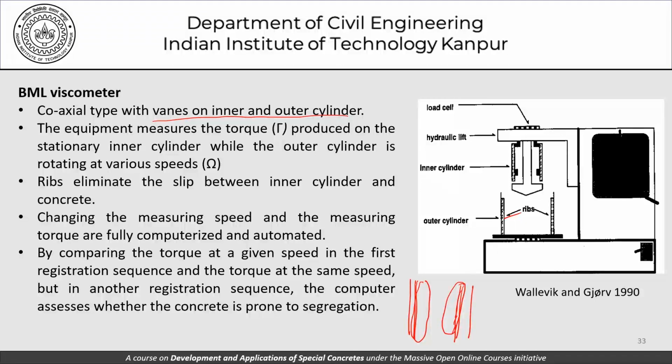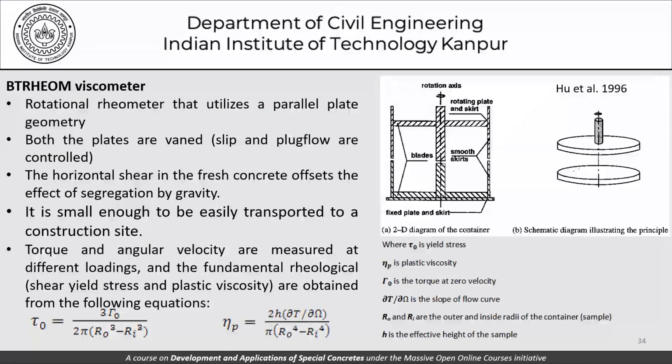As far as this rheometer is concerned, it also uses a parallel plate geometry. Both the plates are vaned in this case, so it's not necessary again that the two plates that we use are smooth. We can have some kind of surface perturbations on them and then have one of these plates rotate with the sample in between. Of course, for this particular rheometer, there have been efforts to economize and to reduce the size of the equipment to be able to carry it to a construction site and use it for real measurements of concrete at a site.